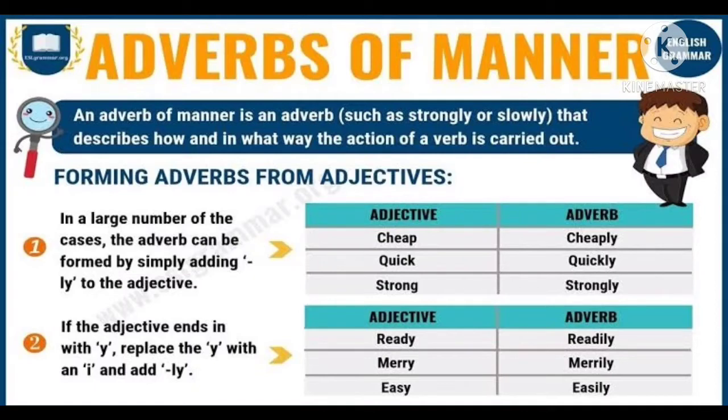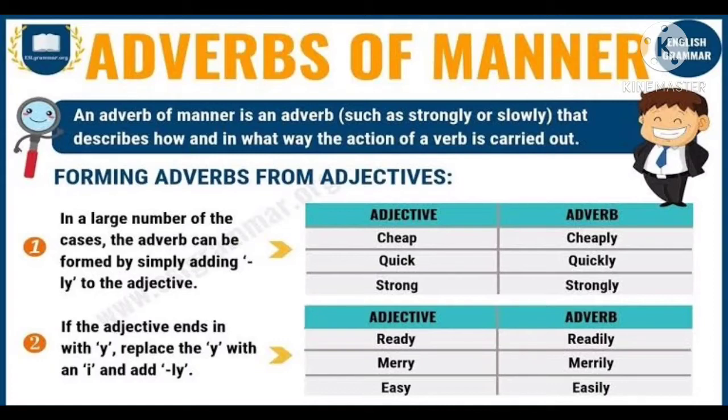Forming adverbs from adjectives. In a large number of cases, the adverb can be formed by simply adding ly to the adjective, like cheap, cheaply, quick, quickly, strong, strongly. But if the adjective ends with y, the y is replaced with an i and we add ly, like ready, readily, merry, merrily, easy, easily.